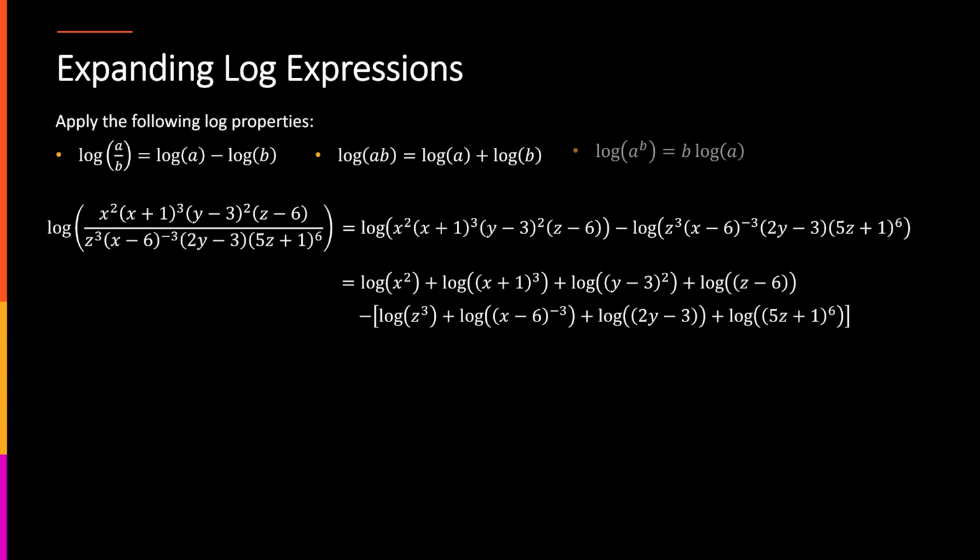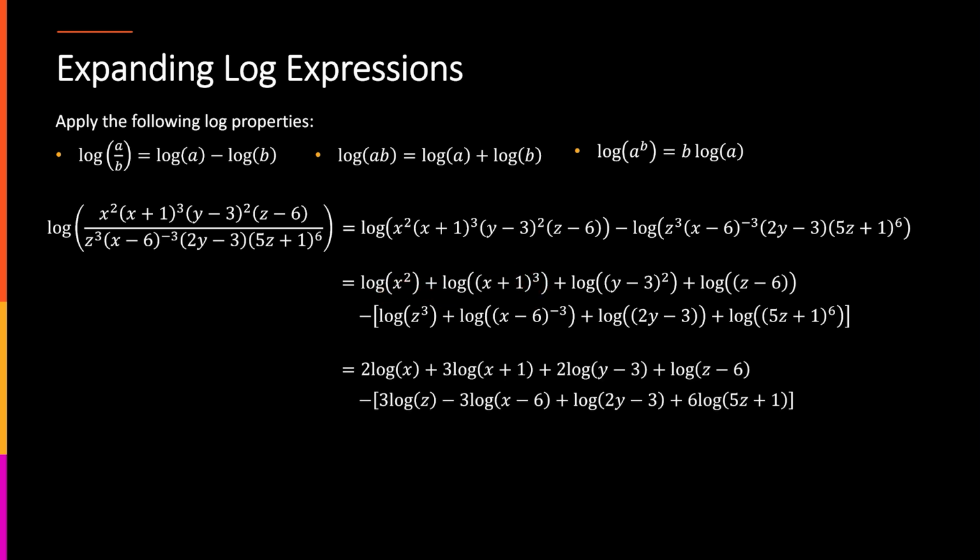All right, so next up, we're going to use that third property. Log of a to the b means I can take that power in front. And the idea is that I'm going to take all of these powers, like this x squared, I can put the 2 in front. The cubed over here for the x plus 1, I can put the cubed in front, etc. So doing that, the log of x squared became 2 log of x, and log of x plus 1 cubed became 3 log of x plus 1, etc., etc.